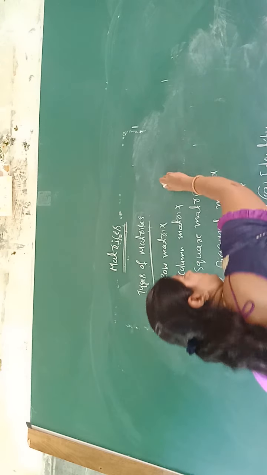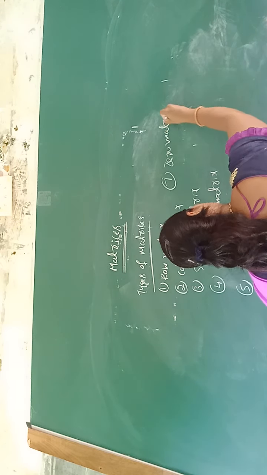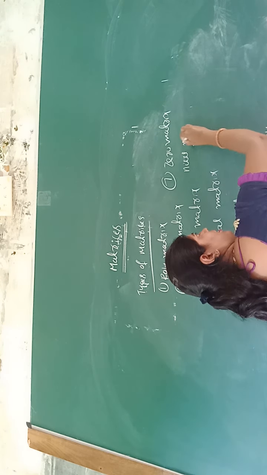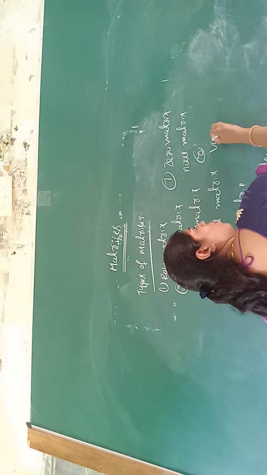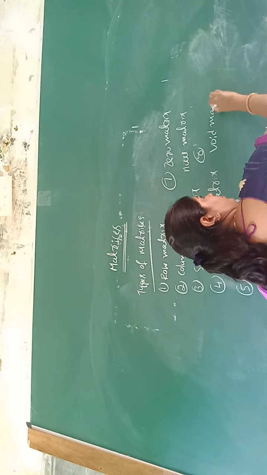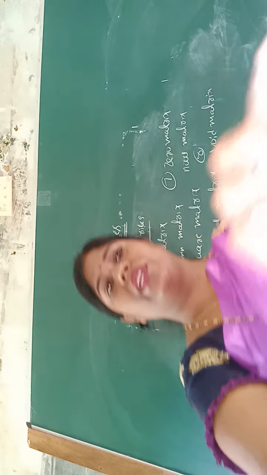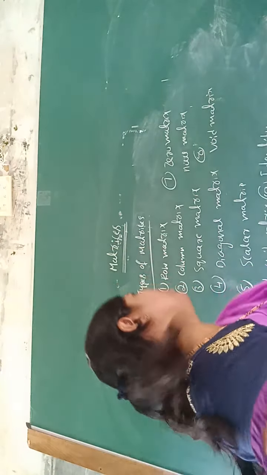Zero matrix. Another name for zero matrix is null matrix or void matrix. So these are the types of matrices. First we will discuss a few types of matrices one by one.